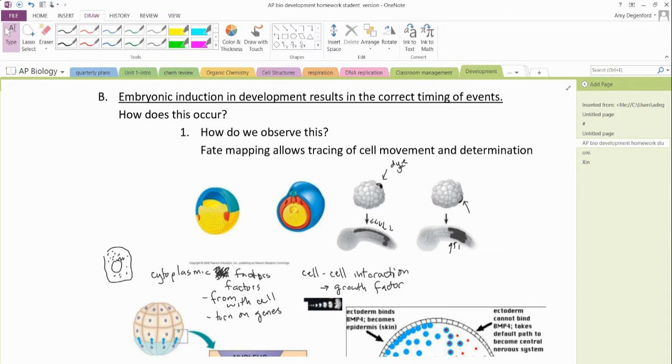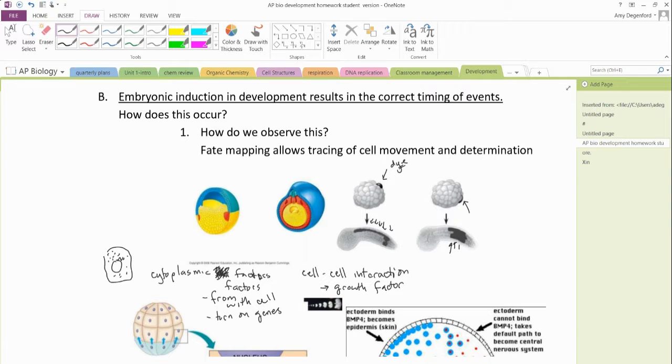Well, good morning. This is Ms. Dagenford, and we're going to continue our discussion on embryonic development by looking at how the cells interact with other cells of the embryo. And we call this embryonic induction. We are going to look a little bit at the history first, and then we'll look at how more modern investigations have elaborated on what they found earlier.